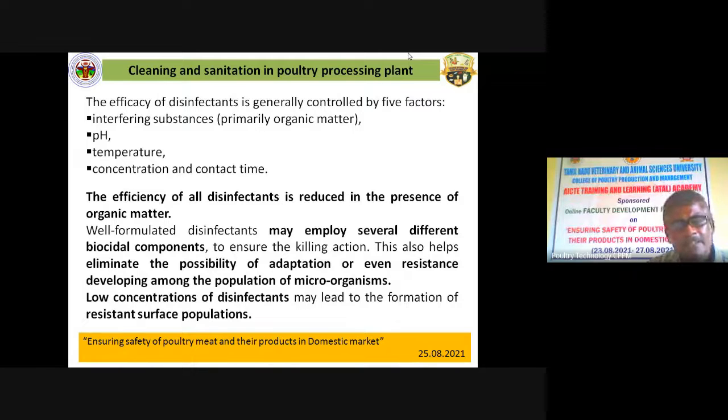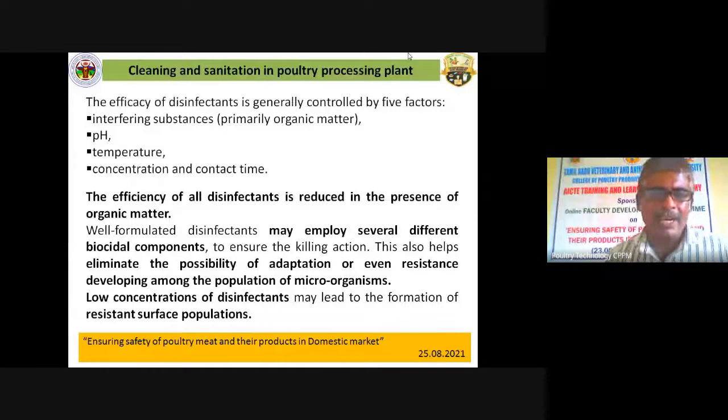Then the temperature. We all know that for every 10 degree rise, the rate of reaction gets doubled or tripled. So to a particular point, if there is a temperature increase, there will definitely be an increase in the action of the disinfectant. However, it is not linear in all cases. After a period of time, if we increase the temperature, it may decrease the efficacy of the disinfectant. Then the concentration and contact time. The concentration of the disinfectant as well as the duration of contact with the food contact surface also determine the efficiency of a particular disinfectant.